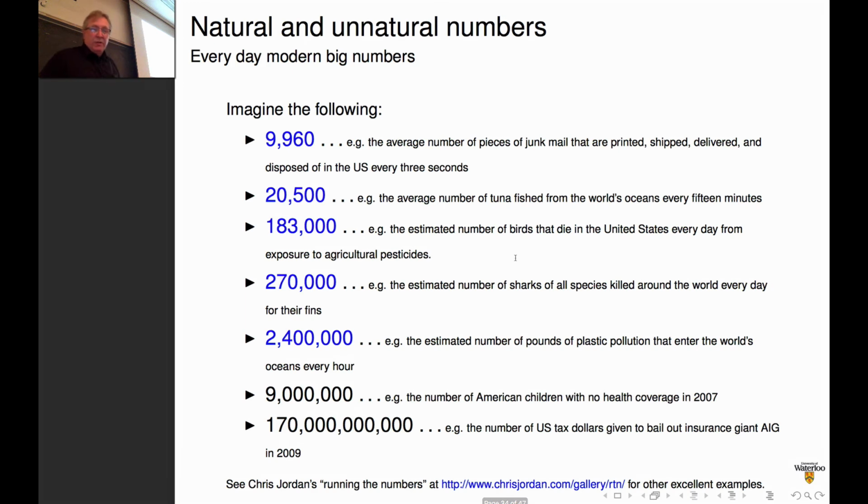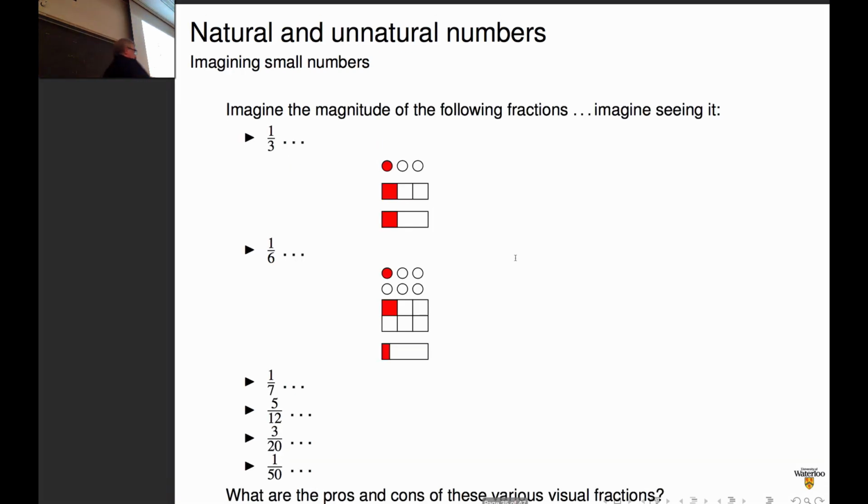So big numbers are really hard. The other thing that's hard are small numbers. And you think about how would you visualize a fraction? How would you visualize a ratio? So here, for example, 1/3, that's a natural way to get three things, mark one of them.